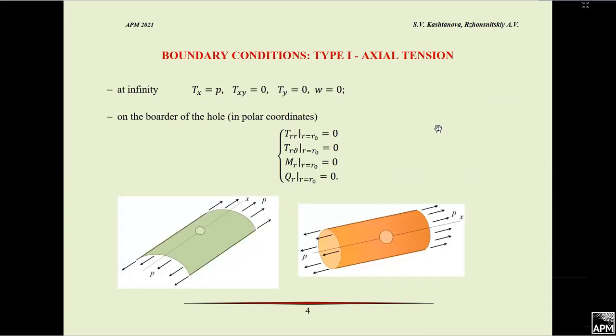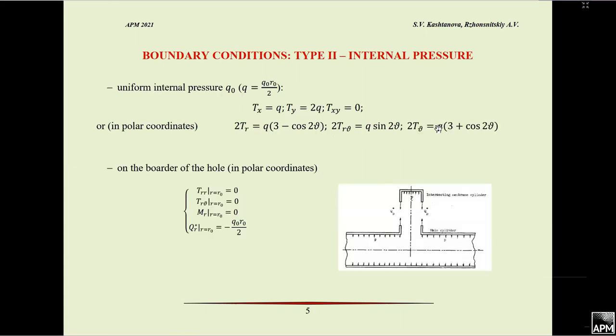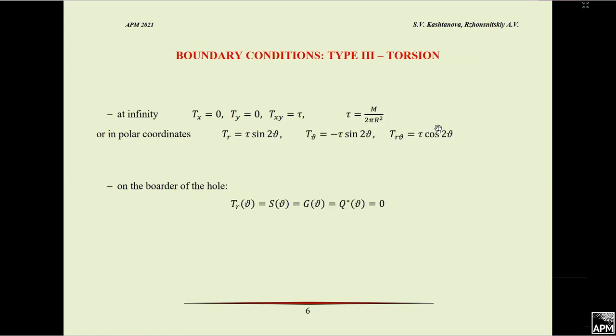So, different boundary conditions that we will consider. We will consider three types. The first type is an axial tension. It means that we apply load P at the ends of the cylindrical shell, an infinite cylinder. The second type is internal pressure Q0. And the third type is torsion.